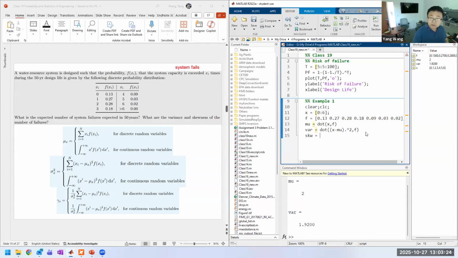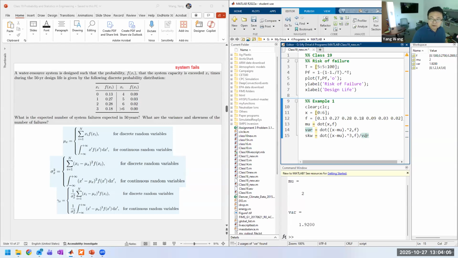Skewness is going to be dot again. We know this is f, and then on the left hand side, before this comma, it's going to be the x value minus the mu value to the power of 3. And then at the same time, we're going to divide this by the standard deviation to the power of 3, because the variance is standard deviation squared, right? So here, this one is the standard deviation cubed.